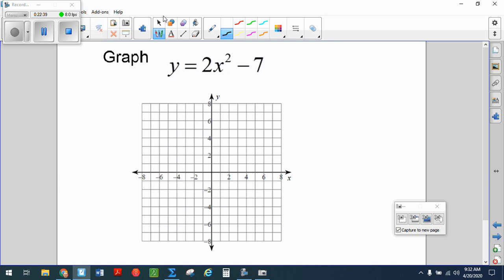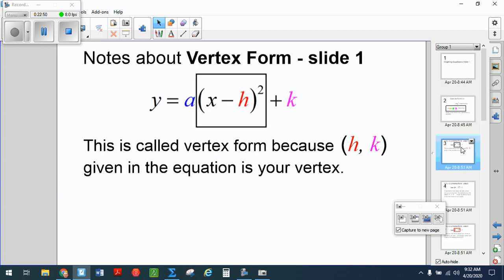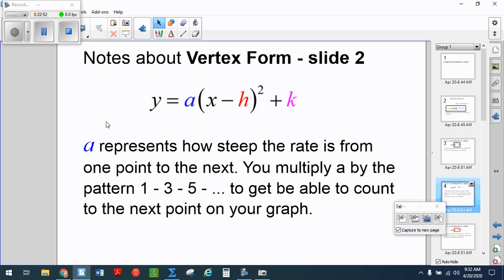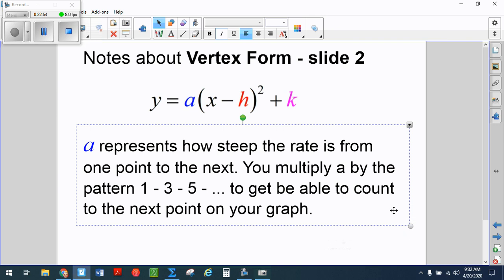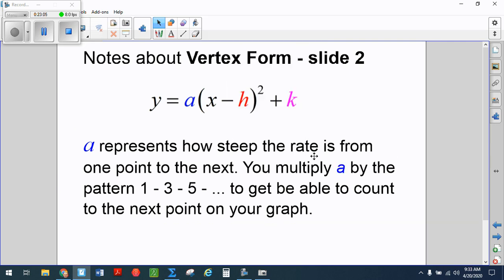Okay, so let's do a couple more examples. I'm going to show you how to deal with a number in front. That's one thing we have not looked at yet. I know this video is getting long, but we're almost done. Dealing with how to put a number in front. So the A represents how steep the rate is from one point to the next. You multiply A by the pattern 1, 3, 5, that same pattern we just graphed, to get the next point on the graph.